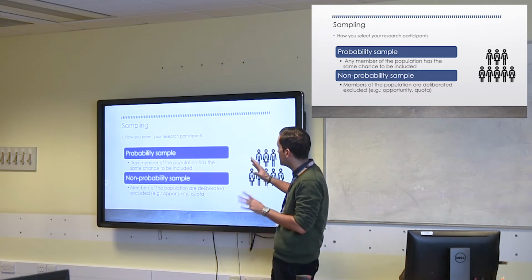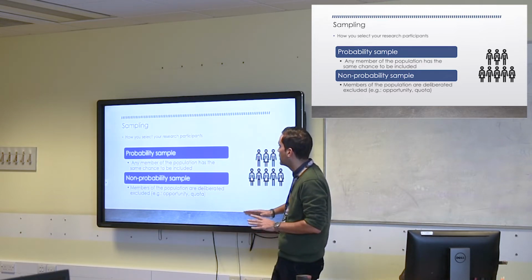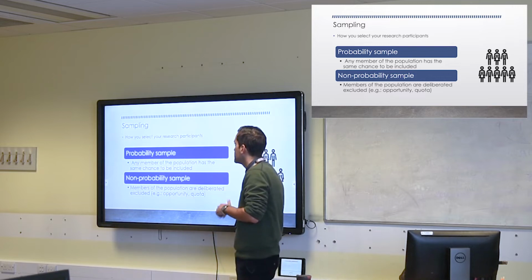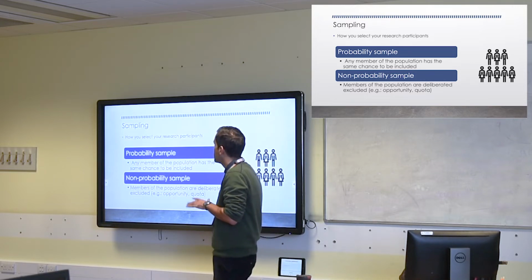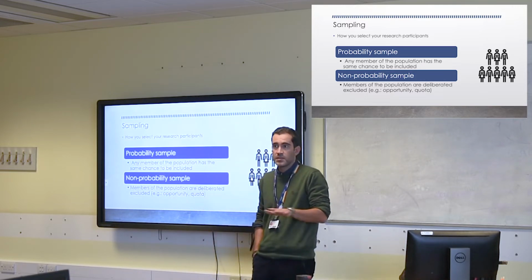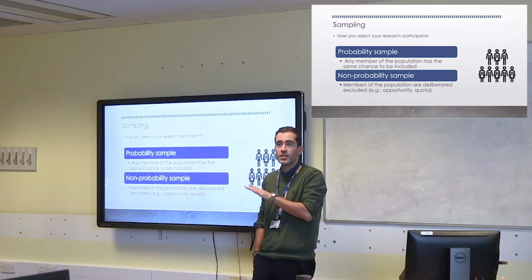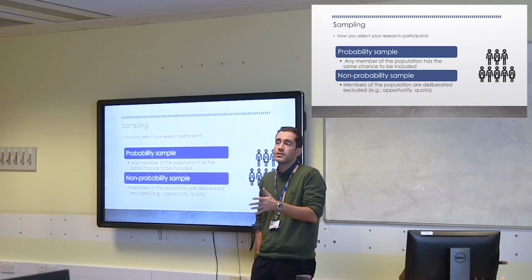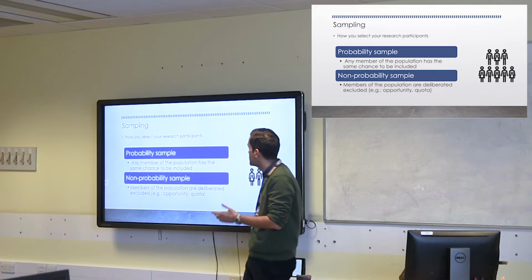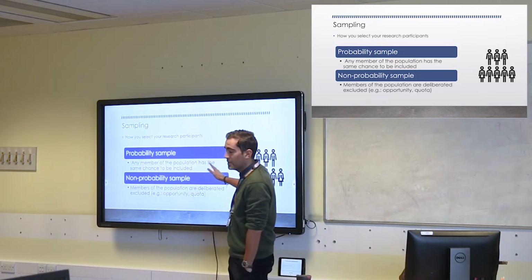So just a big difference that you need to talk about is probability sample versus non-probability sample. It's how you select your research participants. You need to talk about how you're going to select them, and you just need to explain. And in your case, one thing I can tell you is you're probably not going to use a probability sample.